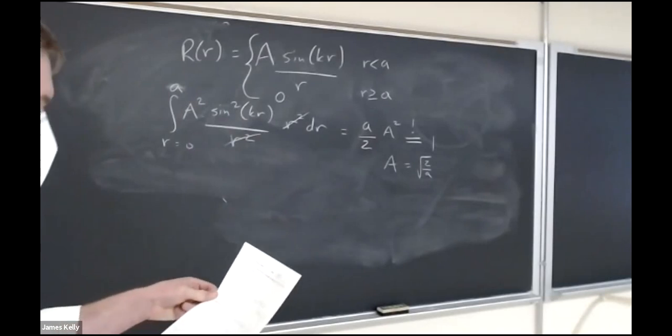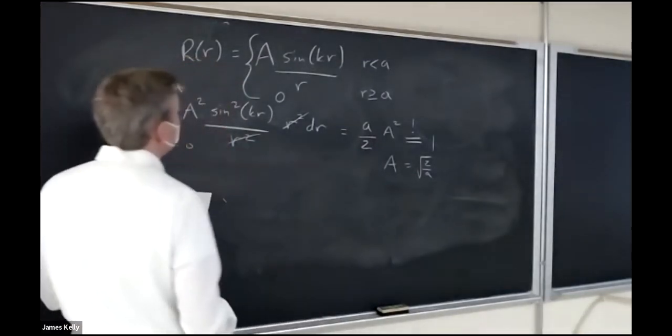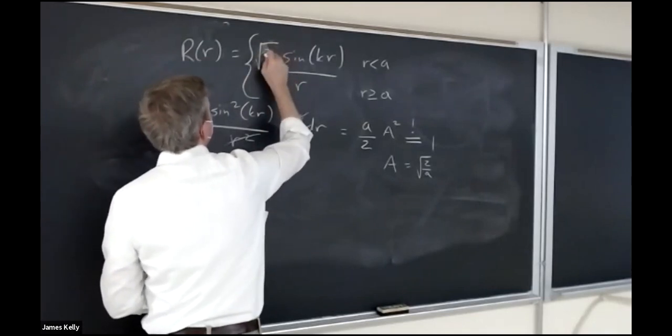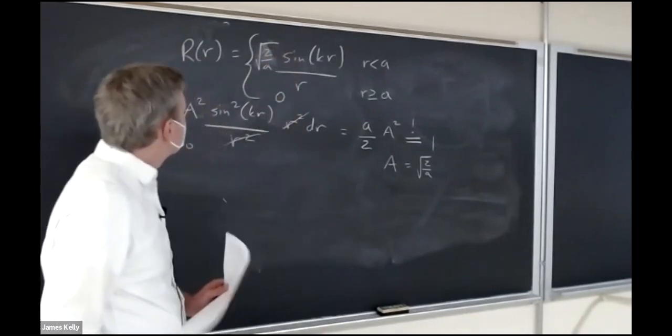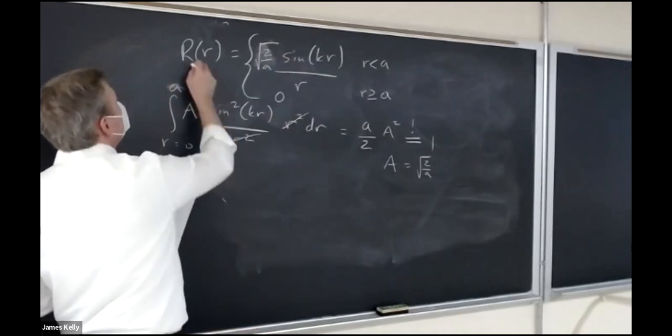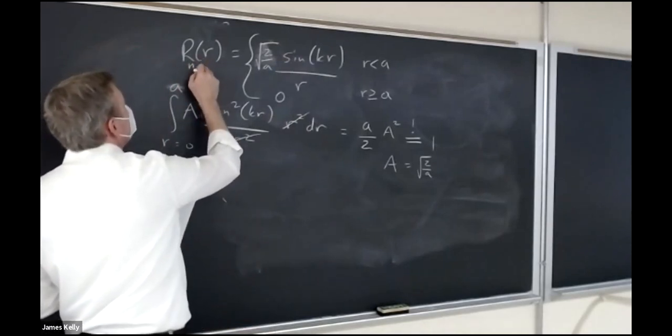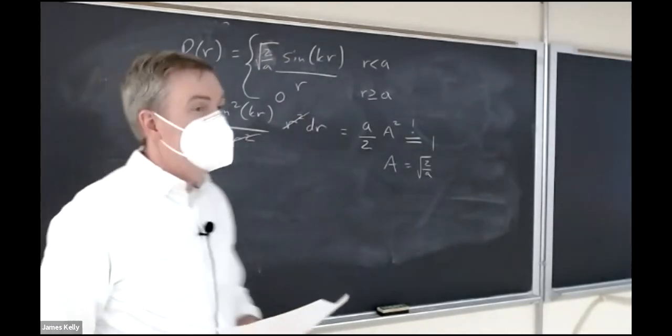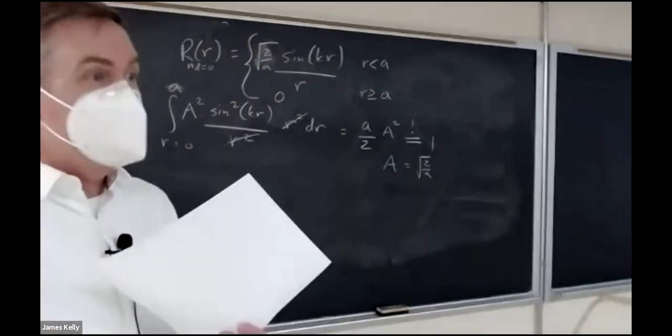All right. So therefore, the normalized function looks like this. That's for Rn corresponding to L equals 0. Now, when we have L not equal to 0, we're going to get different radial solutions.